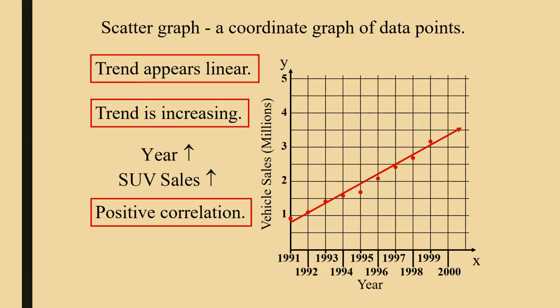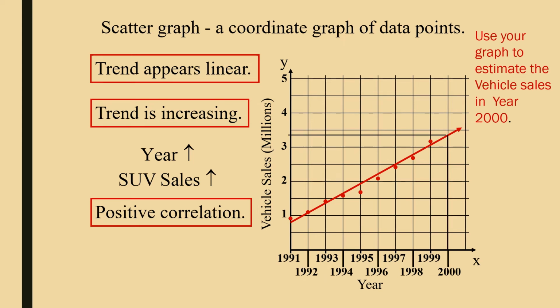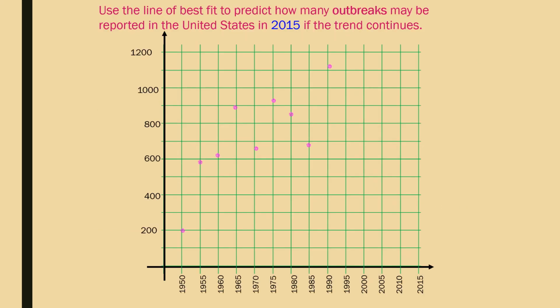So how do we make predictions using a line of best fit? Here it is. We want to use our graph to make estimates to estimate the vehicle sales in the year 2000. So you draw your line. In the year 2000, you'd have a vehicle sales of 3.35 million on an estimate. So just trace the point right up until you get to the line of best fit. Then you trace it over to the vehicle sales, and you have approximately 3.35 million in the year 2000.